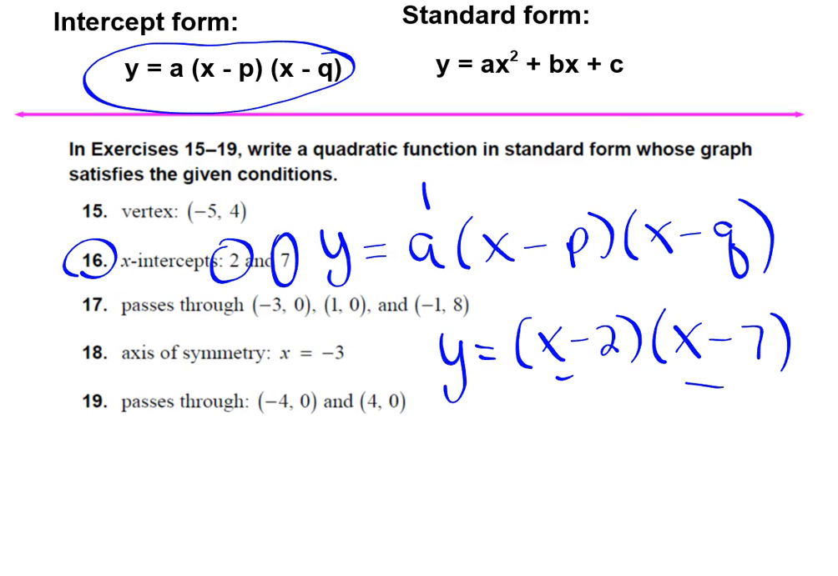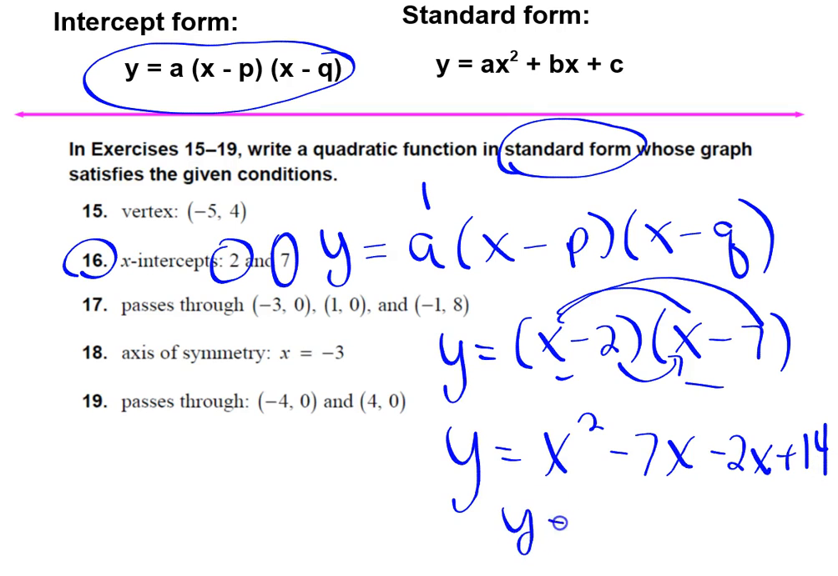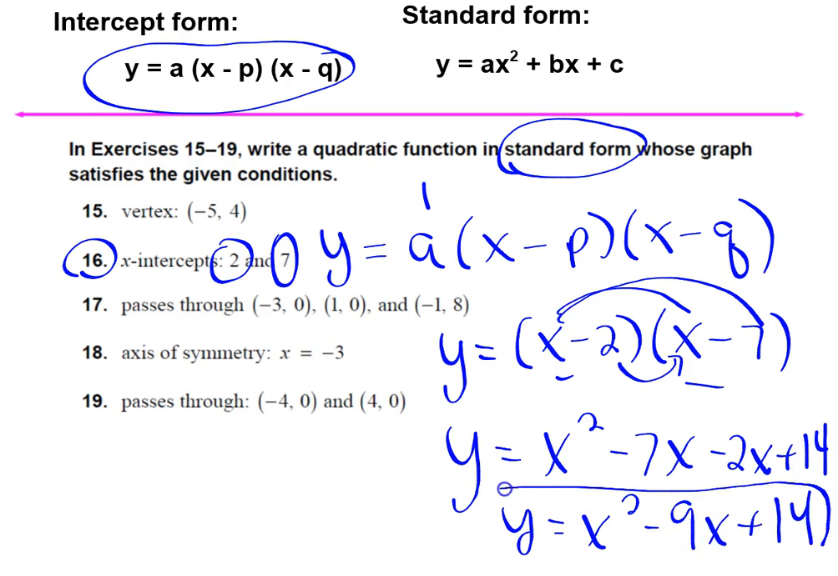And then they want you to multiply it together so that it's in standard form. y equals x times x is x squared. x times negative 7 is negative 7x. Negative 2x, positive 14. And then our last step is just to combine like terms. x squared minus 9x plus 14.